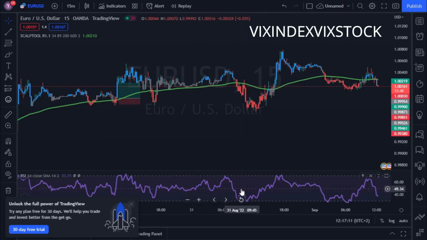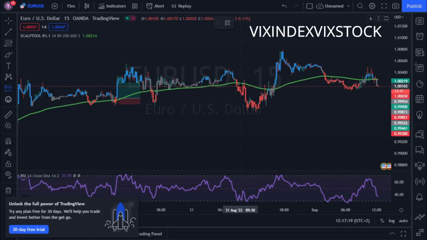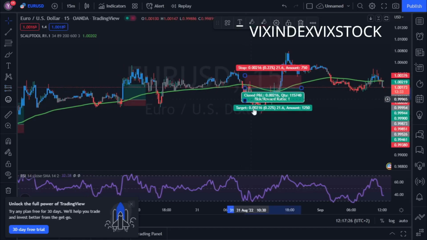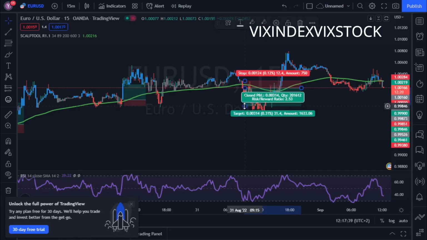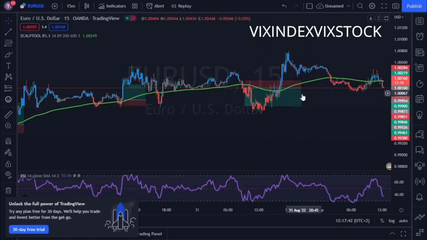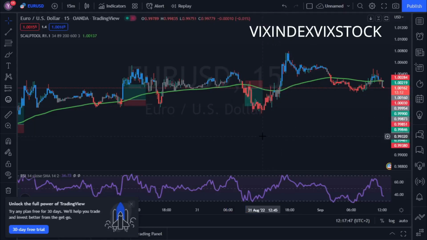RSI drops below the middle line there, and we look for a sell position when price follows suit. When price follows our RSI and crosses our moving average, and the candle is red, we are going to look for our 1 is to 2, 1 is to 2.5 there. We would have taken our sell trade there, and you collect your money and you forget about it.